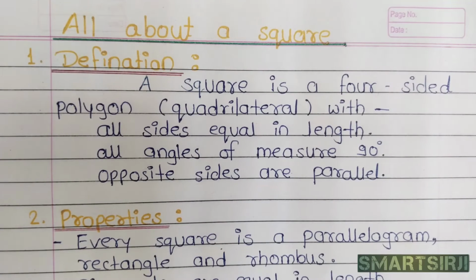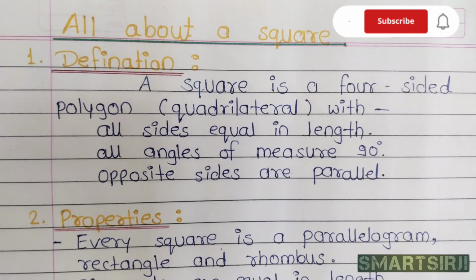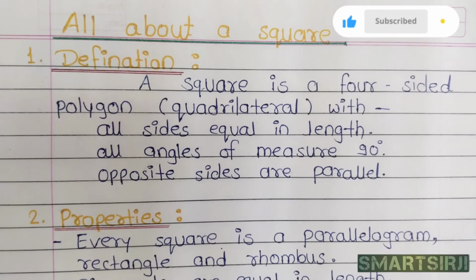All about a square. So first one is definition. A square is a four-sided polygon, that is, a quadrilateral, with all sides equal in length, all angles of measure 90 degrees, and opposite sides are parallel, and also opposite sides are equal.